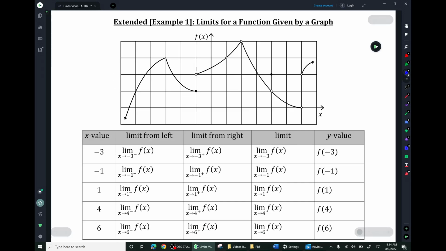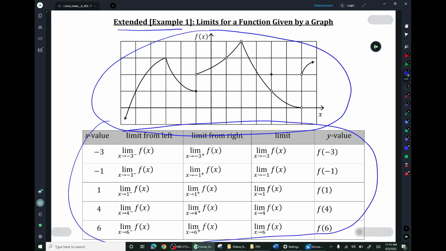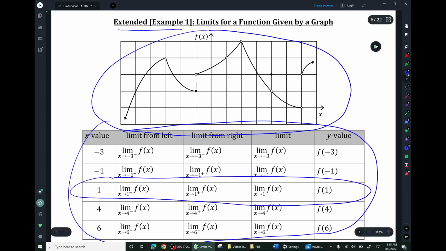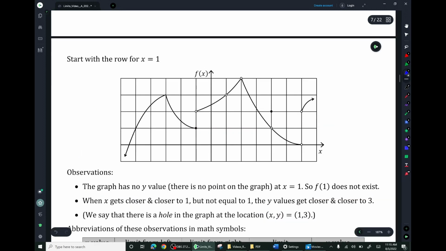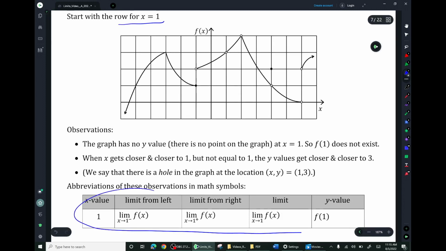Our first example will be an extended example involving limits for a function given by a graph. It's this function given by this graph. Our job will be to fill out this entire table. Notice this table has a bunch of rows. Each row has a particular x value. We'll start by filling out this row of the table, the row that has x equals 1. So we're going to start with the row for x equals 1, and our job then is to fill in this row of the table.